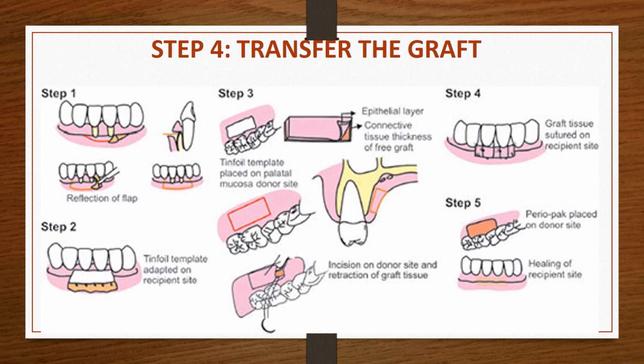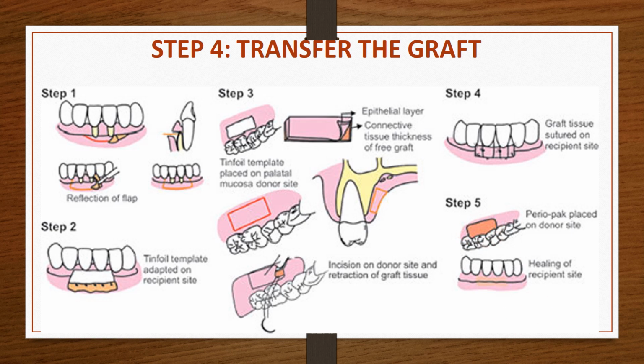So this is what we are doing. That is the whole procedure in this diagrammatic representation. You can see that we are taking the epithelium and connective tissue as a free gingival graft, transferring it to the recipient area and then stabilizing it with sutures. Then we have given a periopack for the donor site.